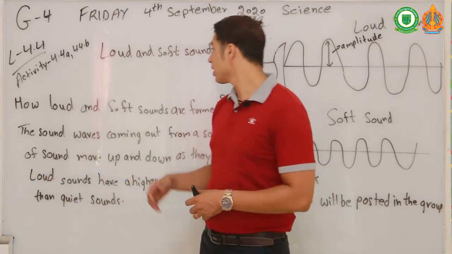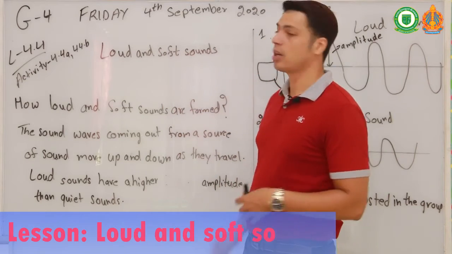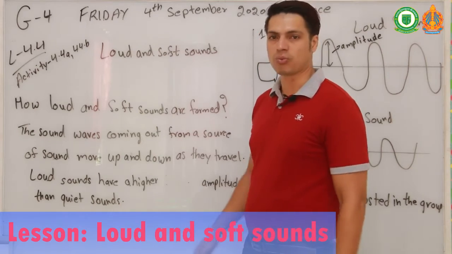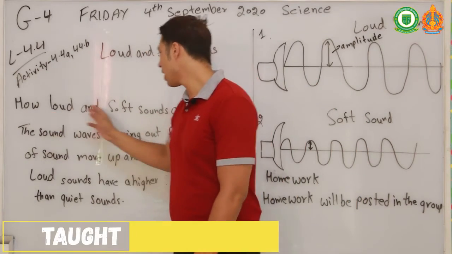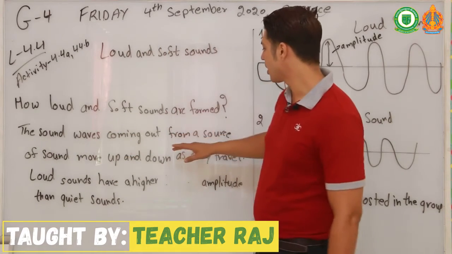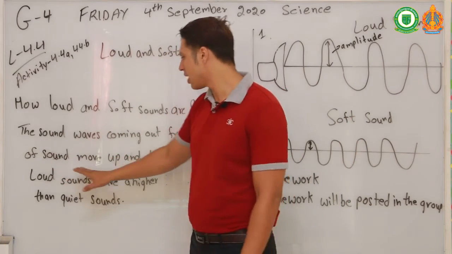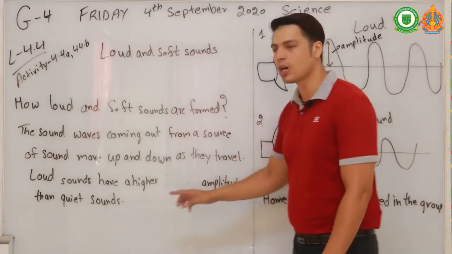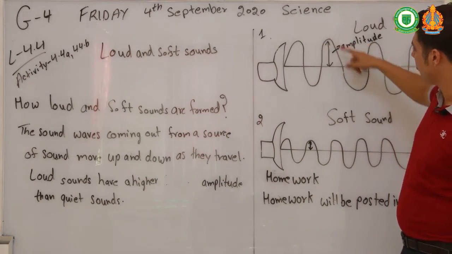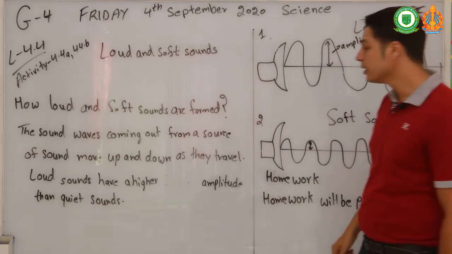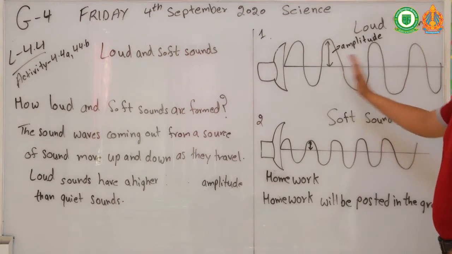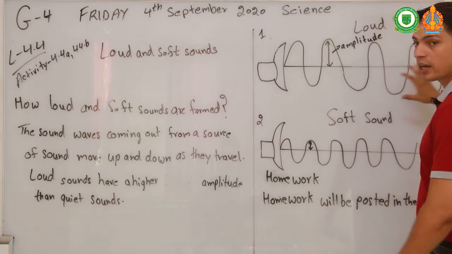And today we learn about loud and soft sounds. Before I give you your homework, I will explain one more time how loud and soft sounds are formed. The sound waves coming out from a source of sound move up and down. Move up and down means move up, down, up, down. So as they travel, they move ahead.